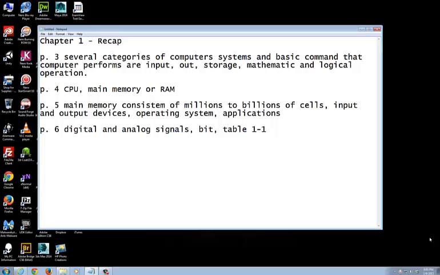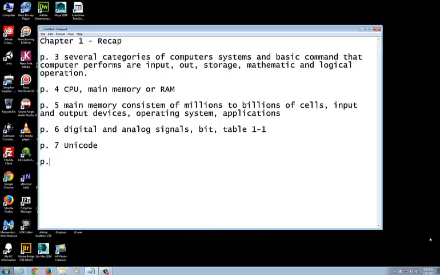I'd like you to know on page 7 that Unicode consists of 65,536 characters. There's the EBCDIC system used by IBM, there is Unicode, and there is the ASCII system. So there are different types of systems that I would like you to know, but especially the Unicode system.